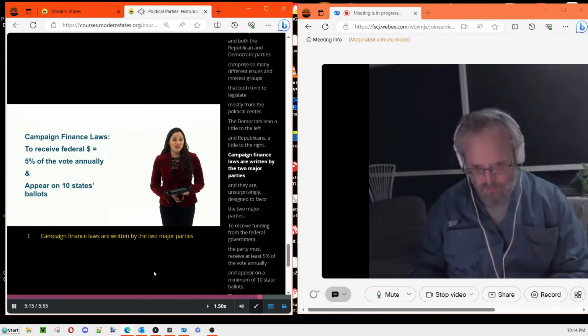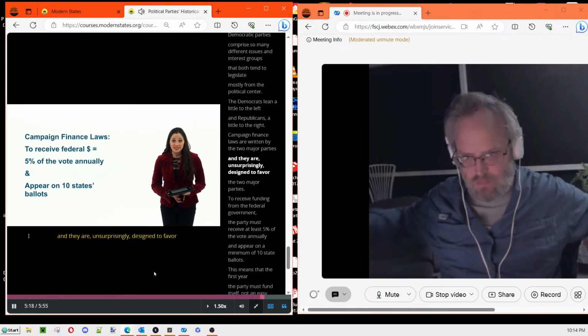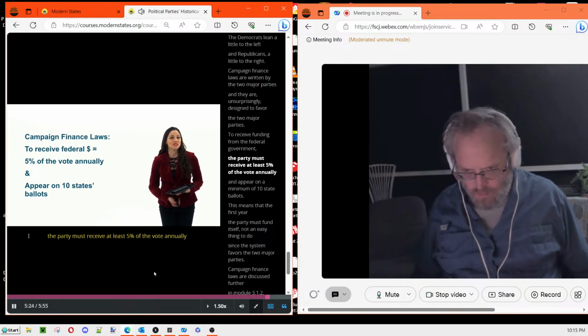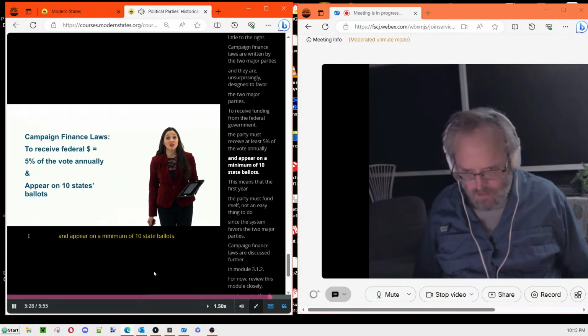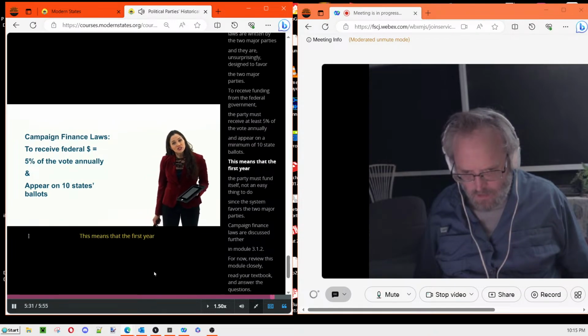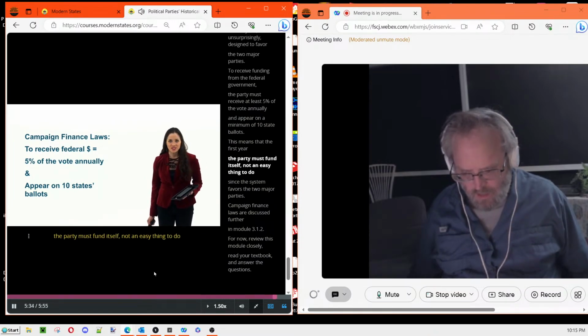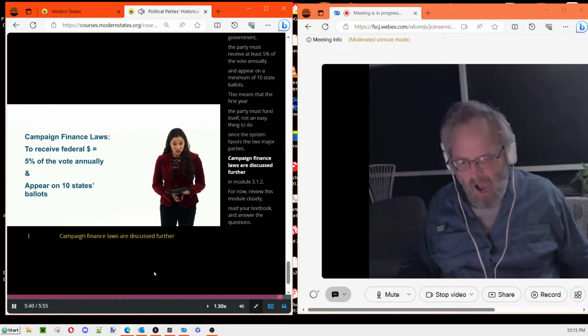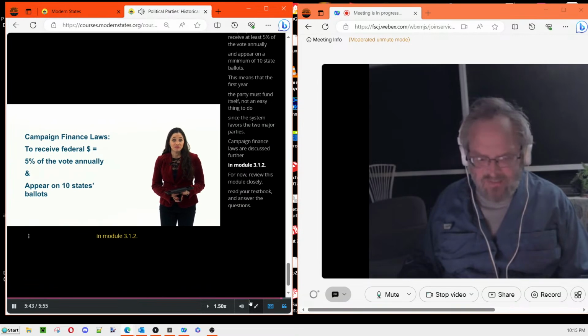Campaign finance laws are written by the two major parties, and they are, unsurprisingly, designed to favor the two major parties. To receive funding from the federal government, the party must receive at least 5% of the vote annually and appear on a minimum of 10 state ballots. This means that the first year the party must fund itself. Not an easy thing to do since the system favors the two major parties. Campaign finance laws are discussed further in Module 3.1.2.